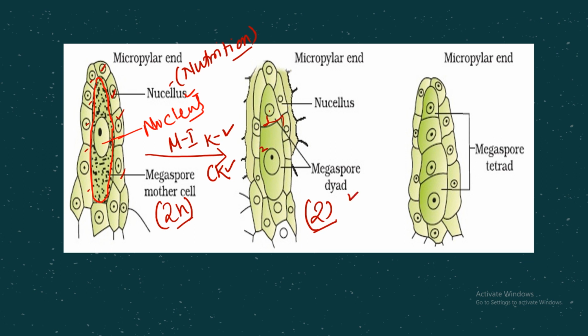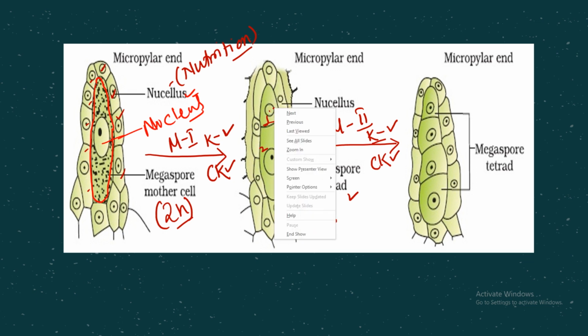Again, this megaspore dyad will undergo meiosis 2. Here also there will be first karyokinesis, meaning division of the nucleus. After that there will be cytokinesis. So karyokinesis first होगा, तो यहाँ पे meiosis होगा, तो ये न्यूक्लियस जो है ये डिवाइड होके दो न्यूक्लियस बनाएगा.